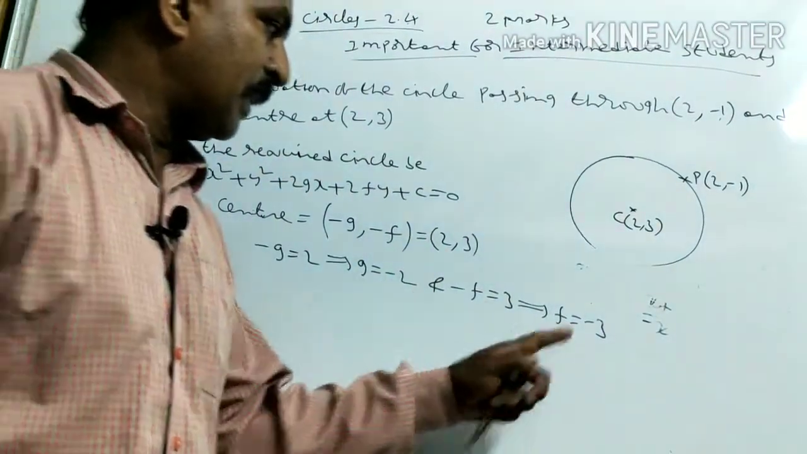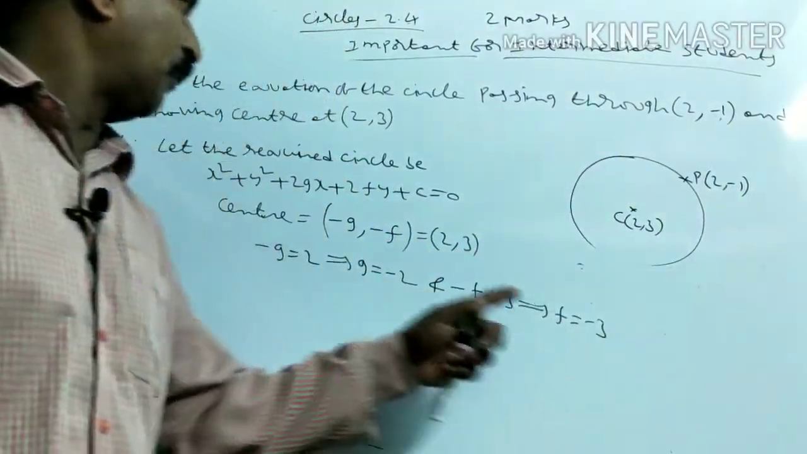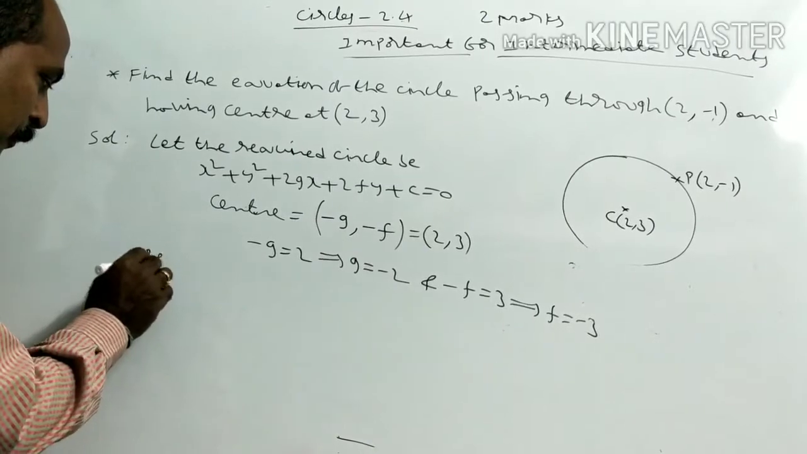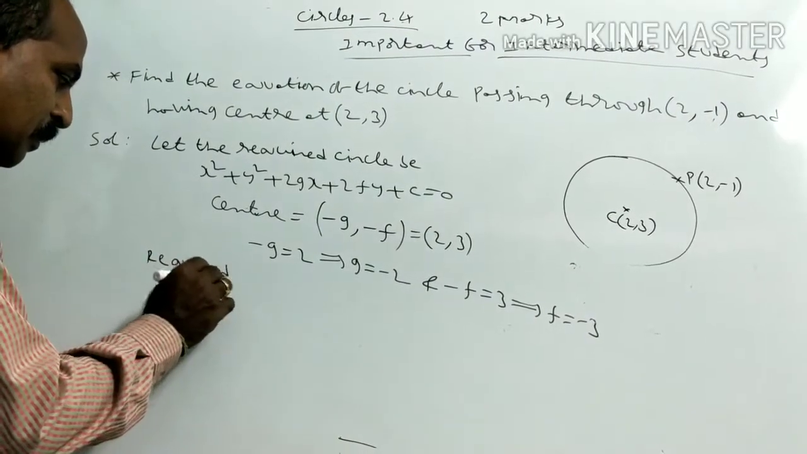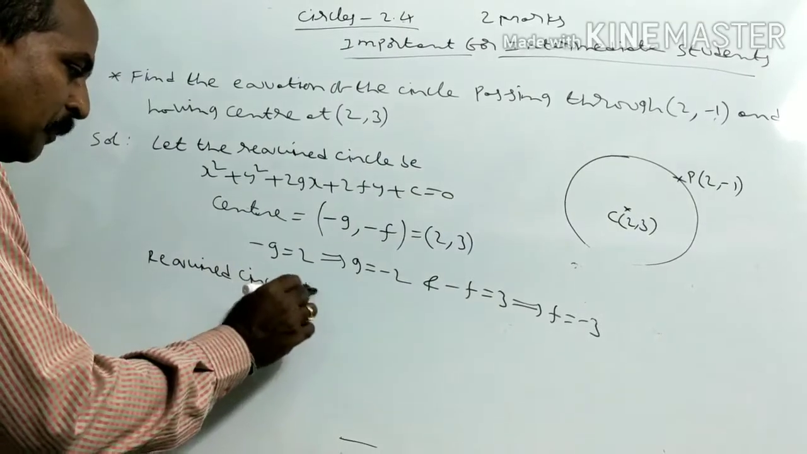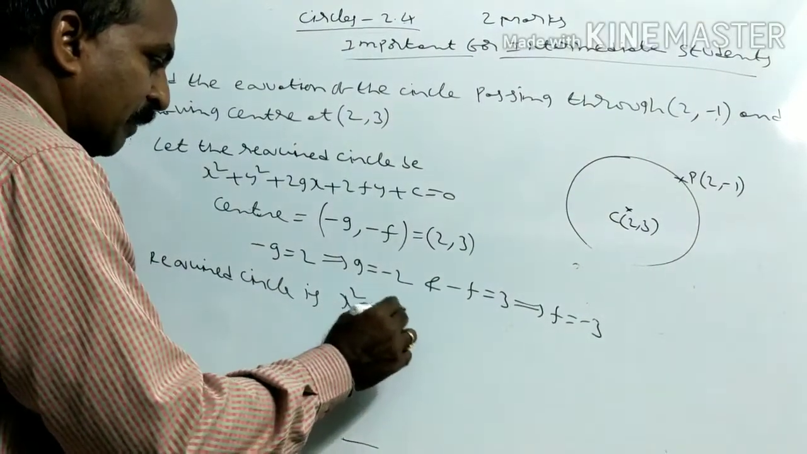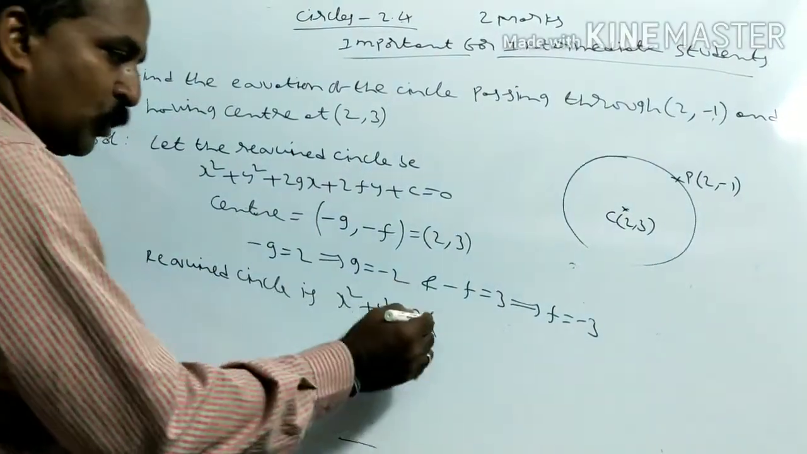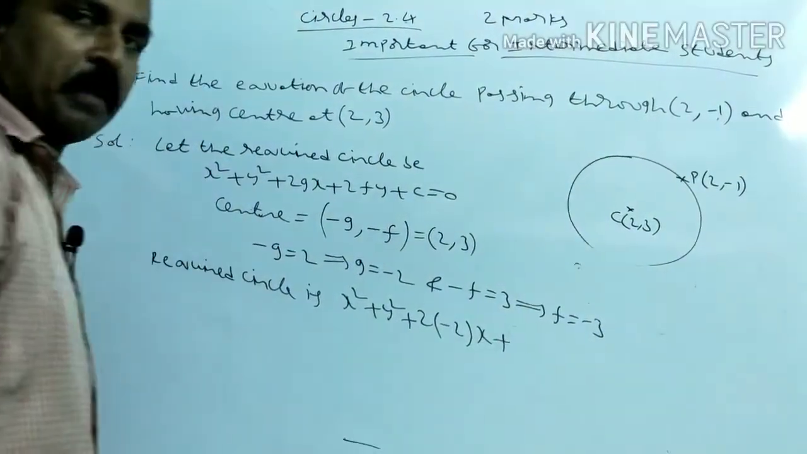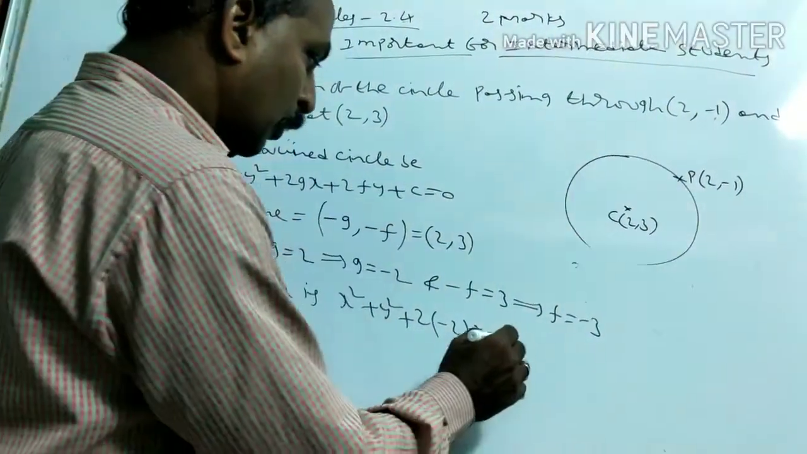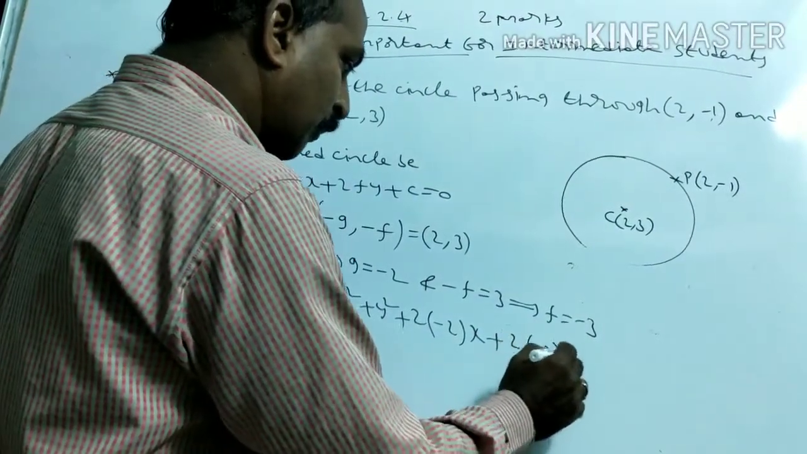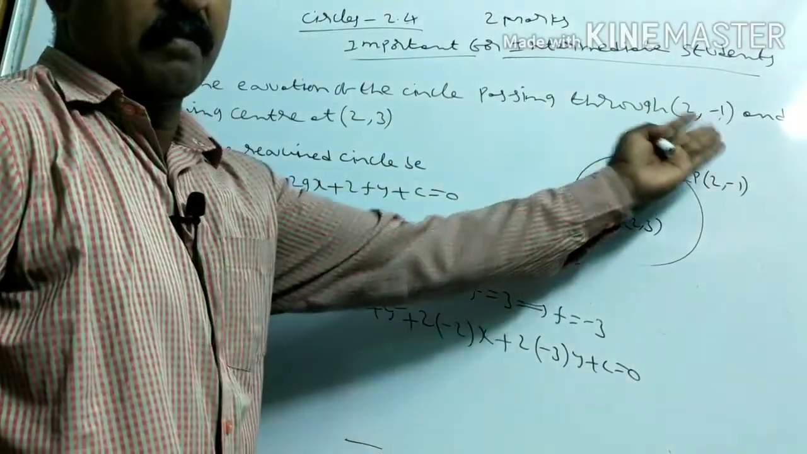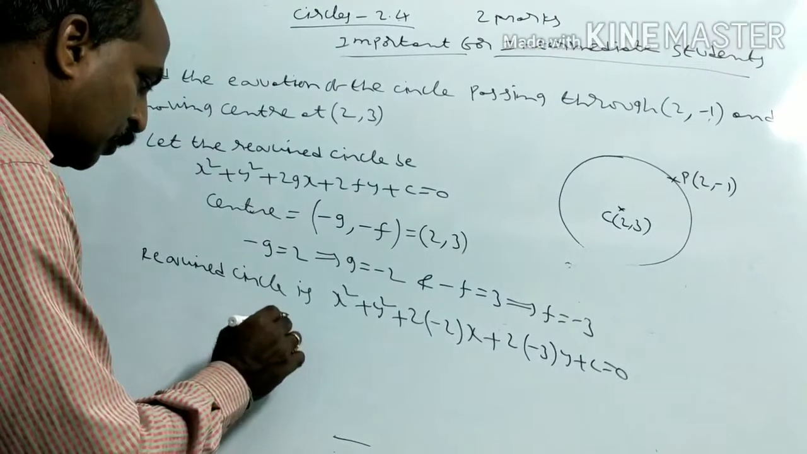Put these values of g and f in the required circle. We get the required circle: x square plus y square plus 2gx, 2 into -2 into x, plus 2fy, 2 into -3 into y, plus c equal to 0. This required circle passes through 2, -1.